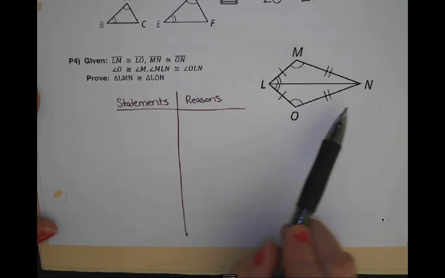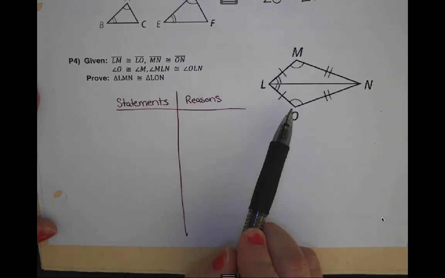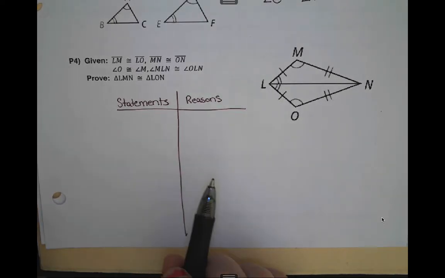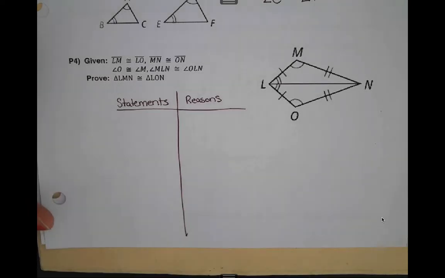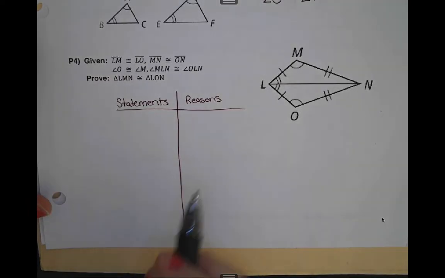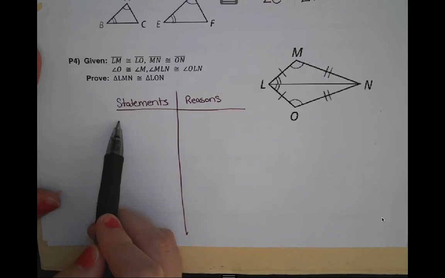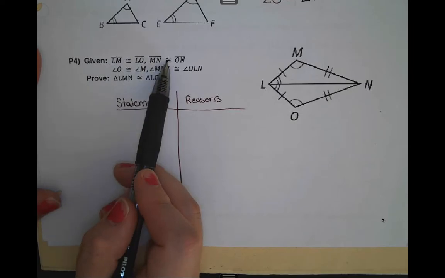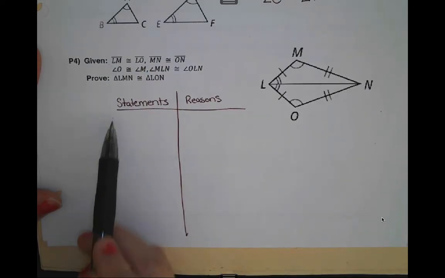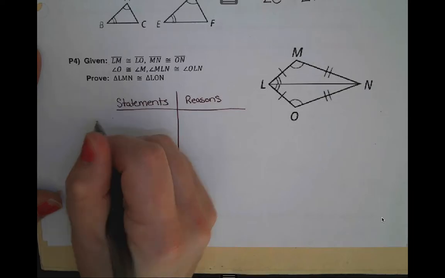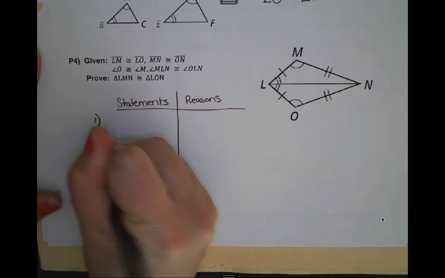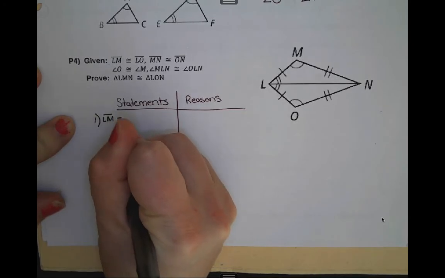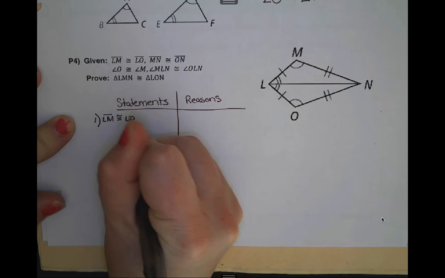I need to show that all three pairs of sides are congruent, and all three pairs of angles that are corresponding are congruent. I'm going to start off with my given information, and you can just put all this given information in one. You could put just the sides in one statement and then the angles in another. There is a little bit of leeway, but you do need to copy over all of that information that was given to you to start off the proof.